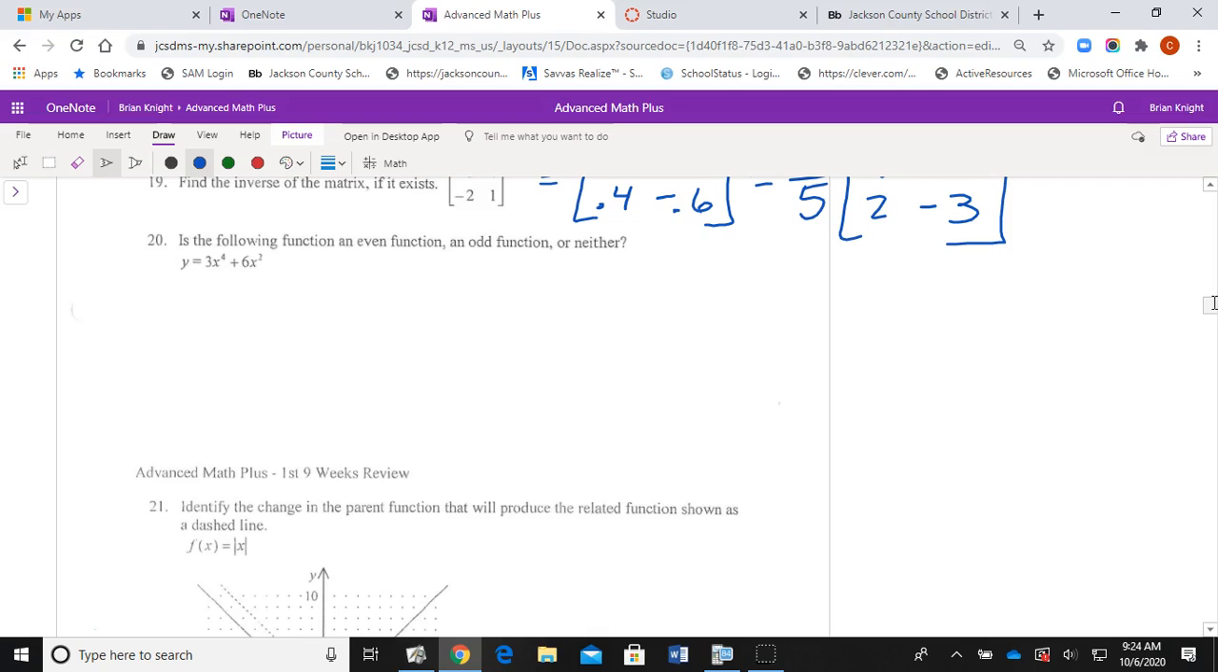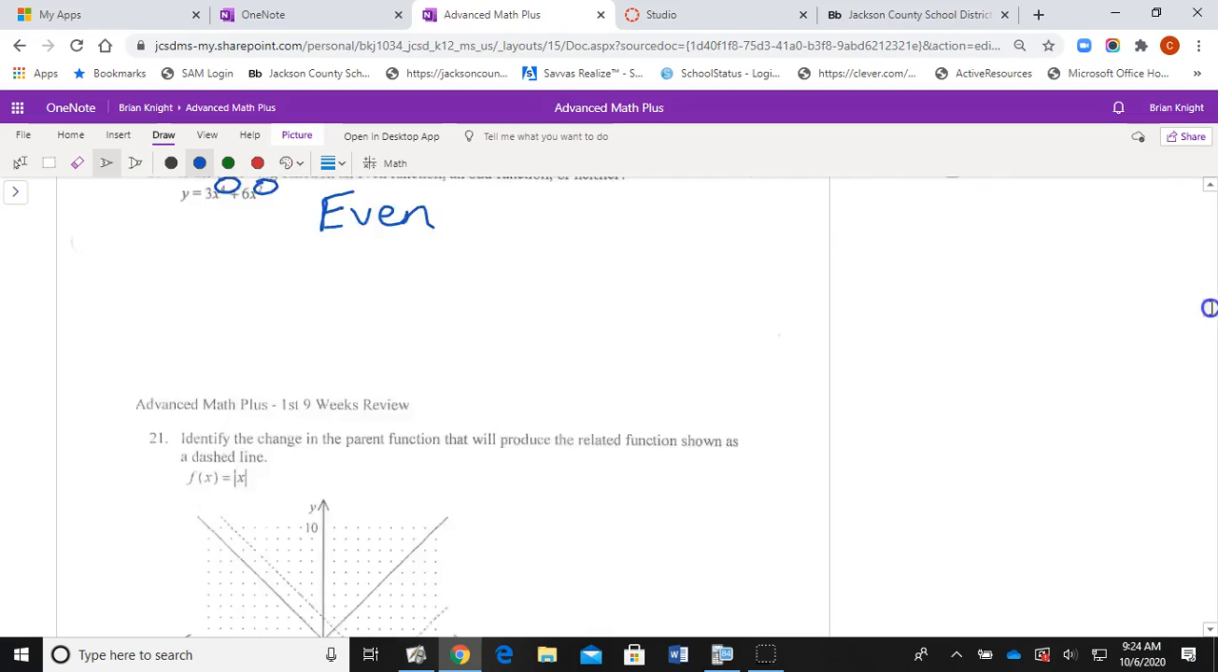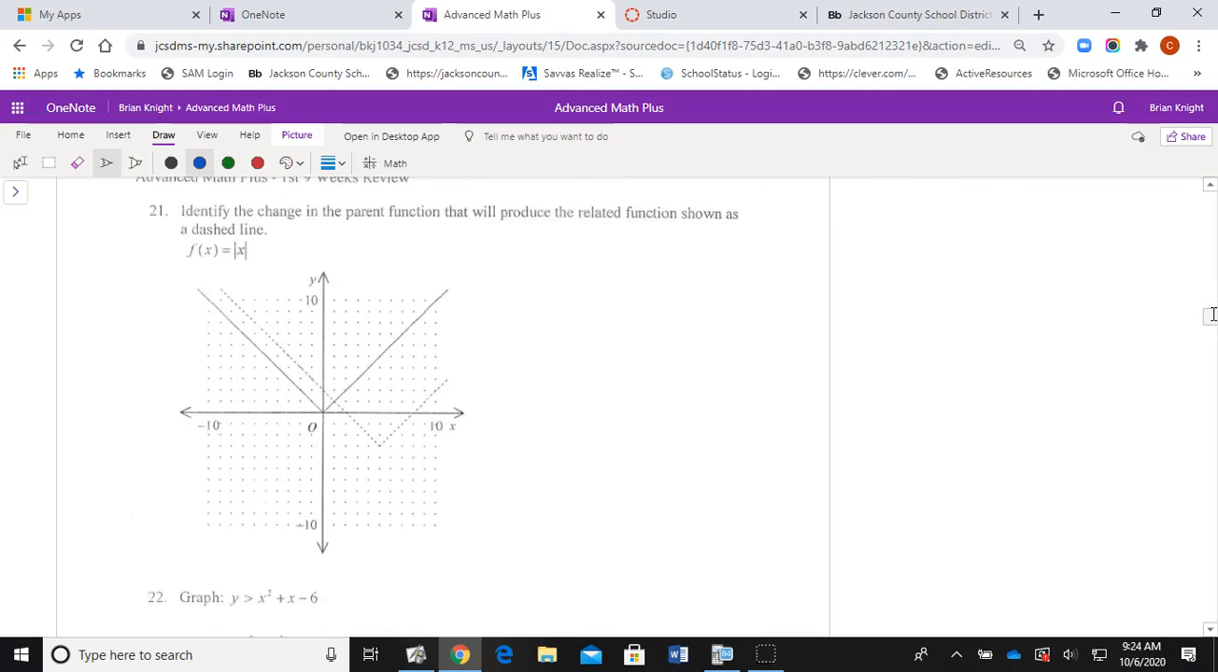Is that even, odd, or neither? It is even because all my exponents are even. If they are all odd, it's odd. If you have some that are even and some that are odd, it is neither. Everybody good? If it's just a number with no variable, what's its degree? 0. If it just has x, what's its degree? 1. Okay? Keep those straight.